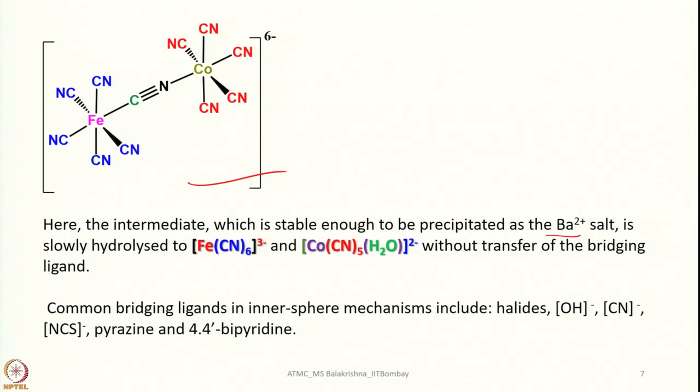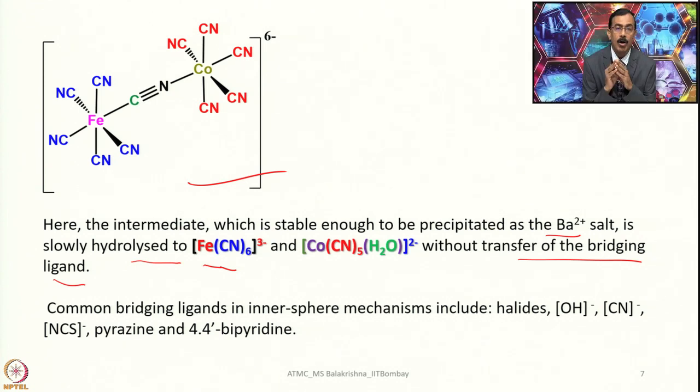So, here also one can trap the intermediate by precipitating it out as a barium 2 plus salt. It is slowly hydrolyzed to FeCN6 3 minus and then COCN5 aqua 2 minus without transfer of the bridging ligand. In this case, the bridging ligand from the parent compound is retained on the same metal, it is not transferred, unlike the chloro situation in case of cobalt we saw in the previous case.